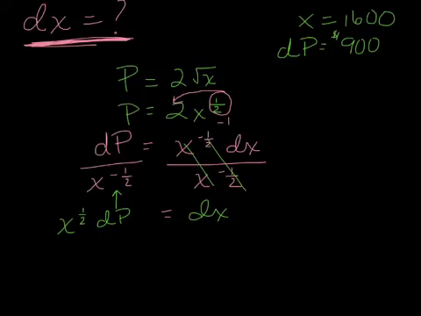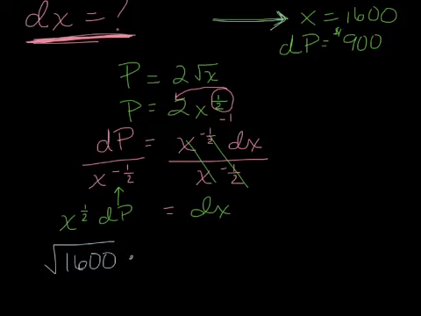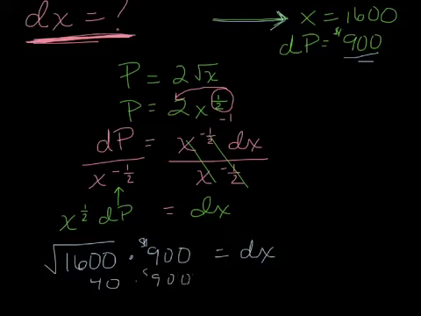X is 1600. So I have the square root of 1600, because that's what 1/2 power means, times dp, which they told me was $900. And when I do those two things, it's going to tell me the derivative of x. Square root of 1600 is 40. 40 times $900.